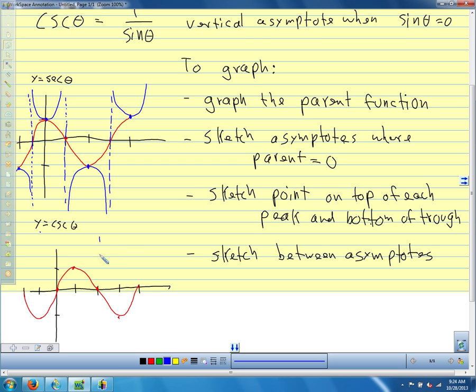Sketch in my asymptotes where it crosses the x-axis. Put a point at the top of each peak and the bottom of each trough, and sketch my graph between the asymptotes.